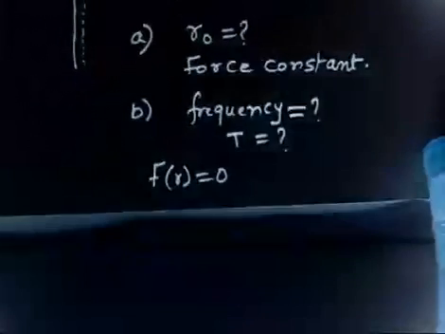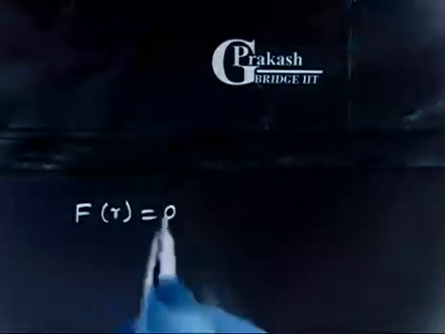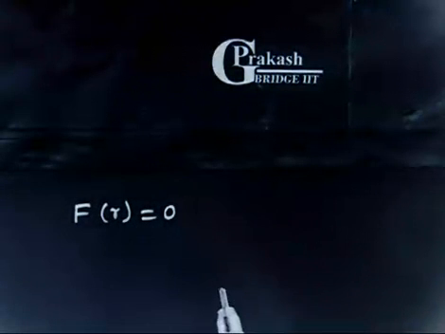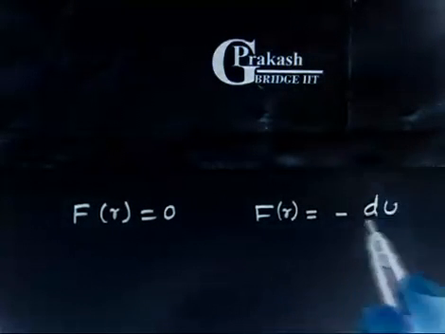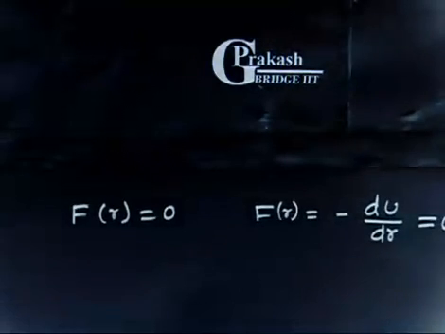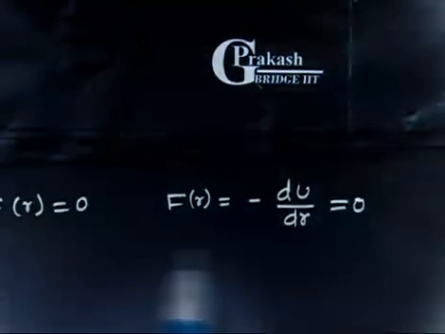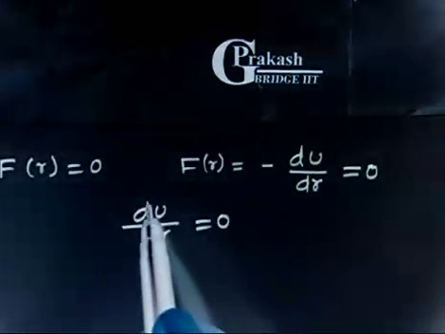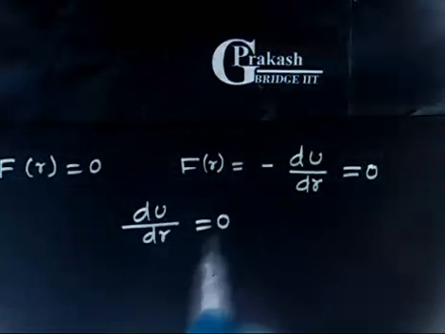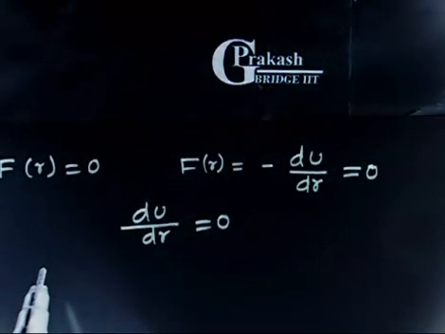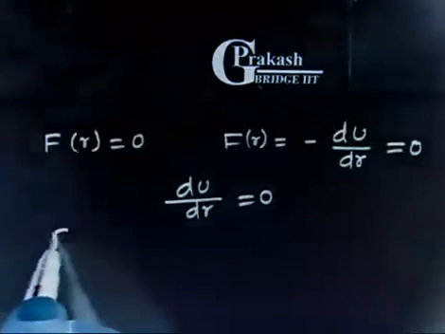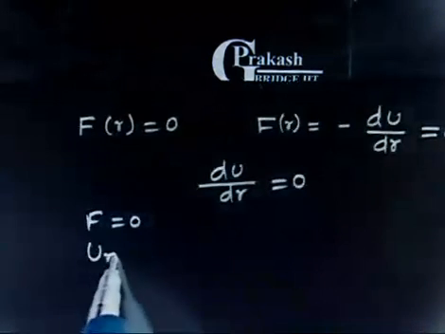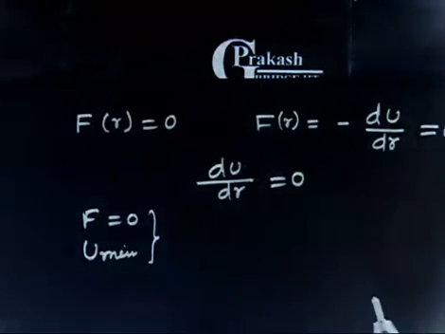Now this is the condition of equilibrium. So F_r is equal to 0. Or you can say potential energy should be minimum, because F_r is given as minus dU over dR, and this is equal to 0. This means dU/dR is 0, so in the same condition U should be minimum. So at the equilibrium position, you have two things: either you can say force is 0, or you can say U is minimum. Are you getting? The same thing.